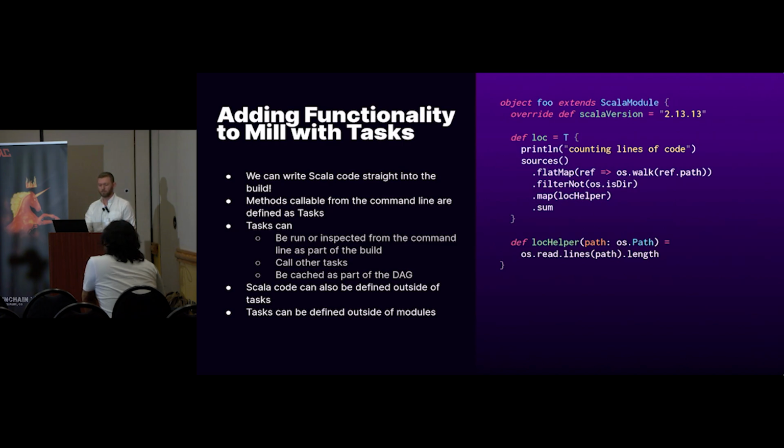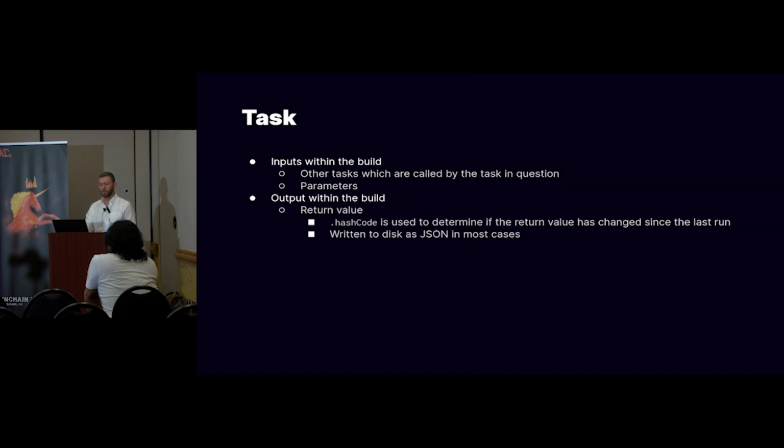You can also have non-task Scala methods, so just plain Scala. I've added a location and a lines of code helper here that is not a task, and this T with the brackets is what denotes that something is a task. And that task, as we'll see later, gives us caching and all kinds of other good stuff. So if we run our lines of code task, we can see there are 6 lines of code in our hello world file, and it prints out that we're counting the number of lines of code.